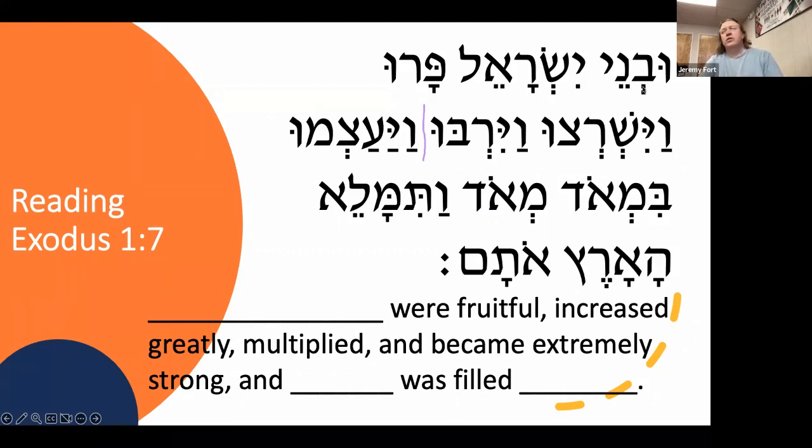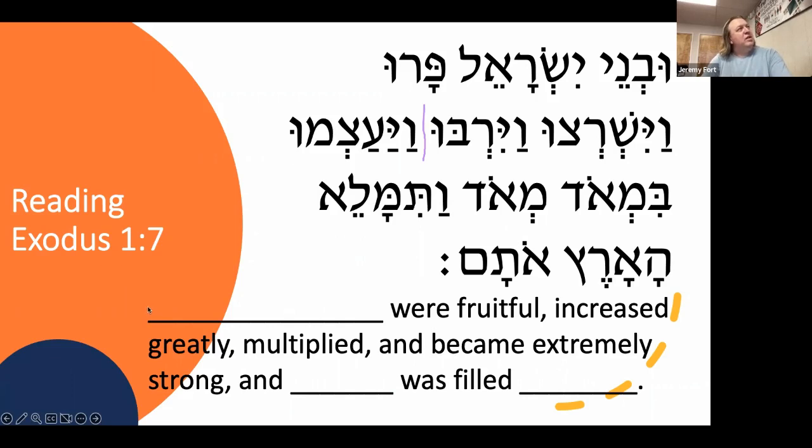So I'm going to read it and then you can try it after me, okay? Uvne Yisrael Paru Vayish retsu Vayirbu. Okay. All right. Tell me what that means. We'll do just this part because you only need to know this part right here, Daisy. This part, that's it.